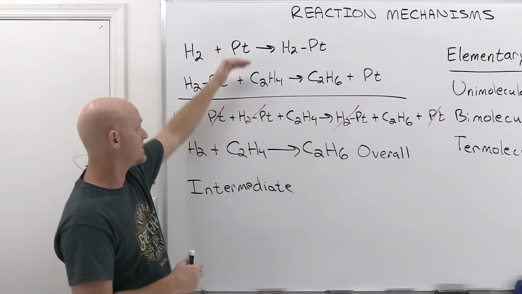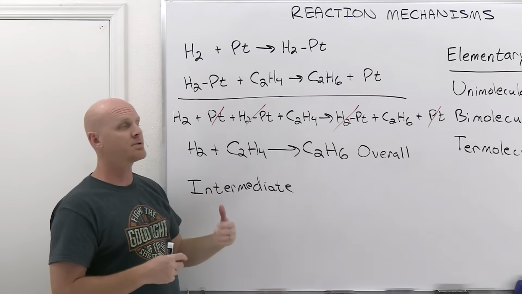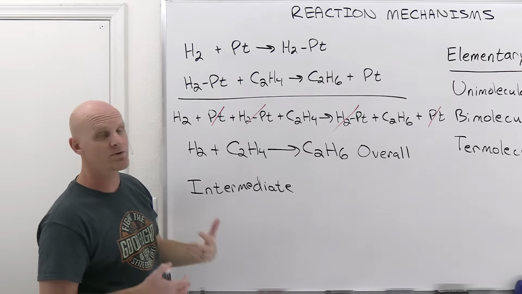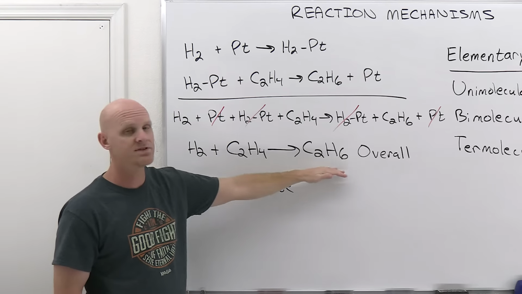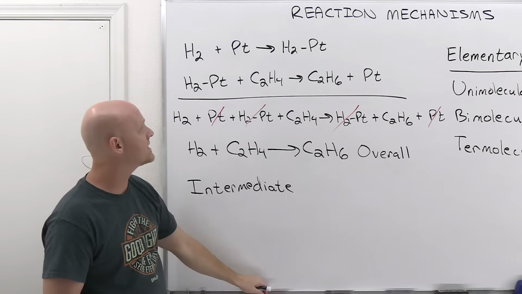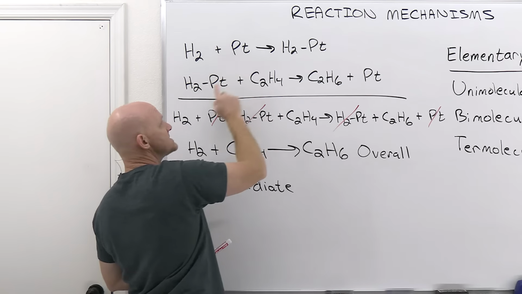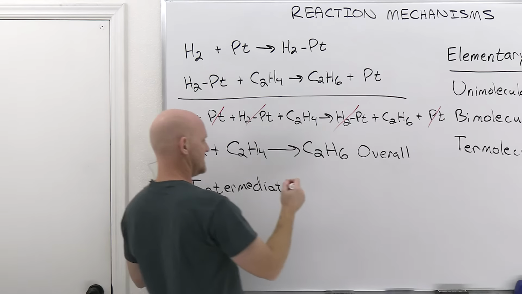And so typically with only 2 steps, it's easier to identify, but it has to be produced in the first step, but then used up in the second step before the reaction's over. And again, it's not going to show up in this overall reaction. So we can see that our intermediate in this case is this H2Pt complex made in the first step, so used up in the second.